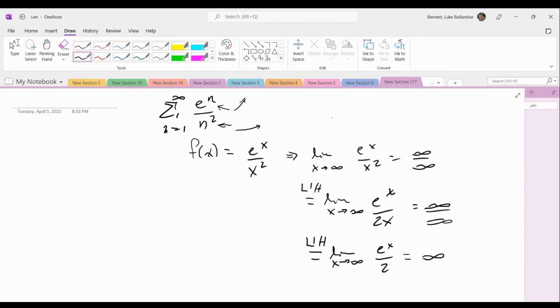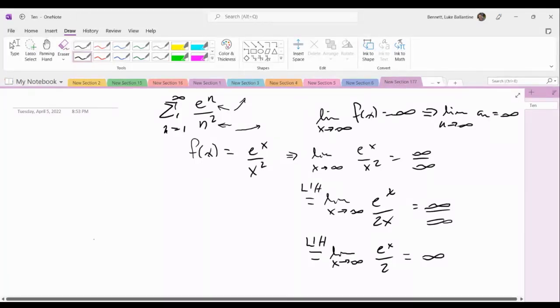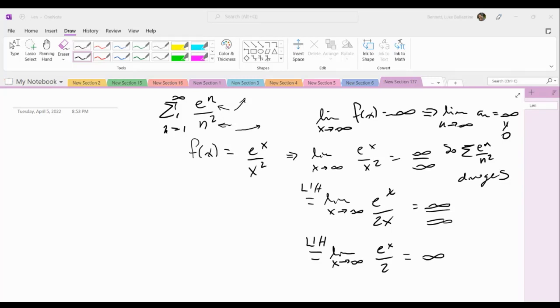So the limit as x goes to infinity of f of x equals infinity. That means the limit as n goes to infinity of a n equals infinity, and so this limit is non-zero. So the series e to the n over n squared diverges by the test for divergence. We're adding up infinity an infinite number of times at the very end, and that's why it diverges. So out of these 5, there was only 1 that converged.